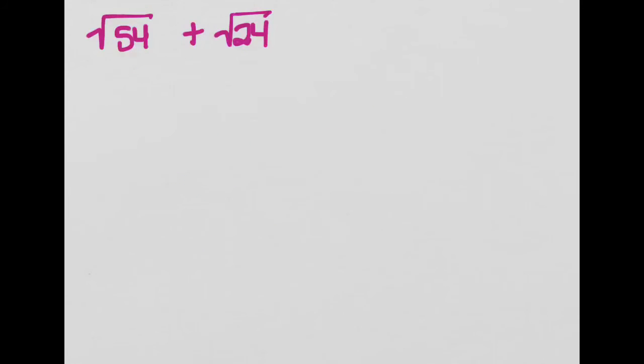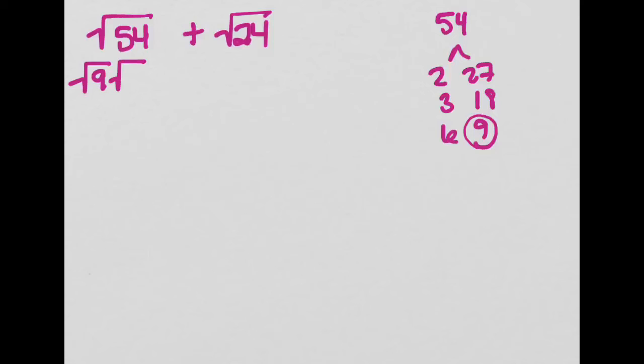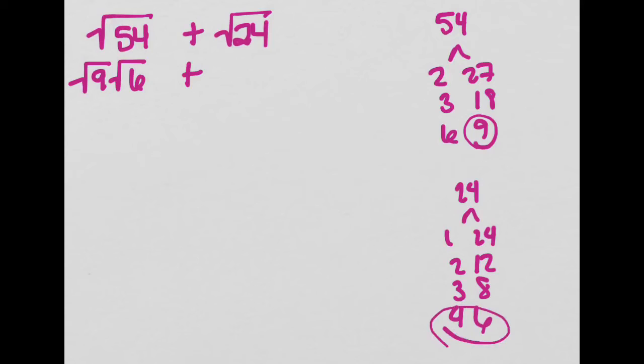Now let's say I have something like this. I'm going to go ahead and look at 54. I know that I have 2 and 27, 3 and 18. I'm going to go with 6 and 9. I know that's a perfect square, so we'll go ahead and try that. The square root of 9 times the square root of 6. And then with 24, I believe that 4 is the only perfect square, but let's go ahead and double check. There we go. Okay, so we have square root of 4 times the square root of 6.